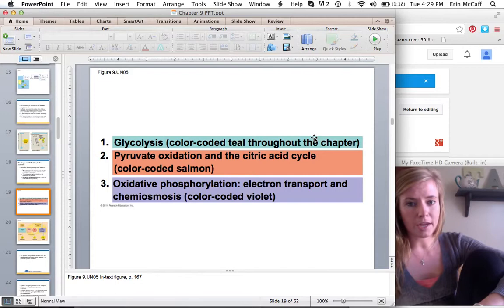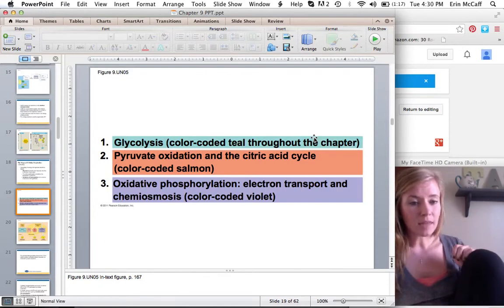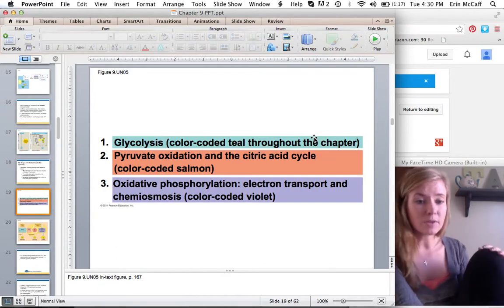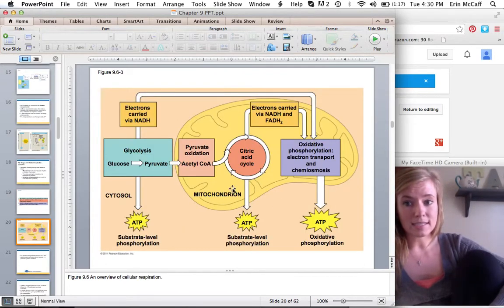So they are color-coded throughout the entire chapter. So that teal color is glycolysis. That's section 9.2. The salmon color is the citric acid cycle and pyruvate oxidation. That one kind of has 2 steps. And then the purple color is the oxidative phosphorylation, which is electron transport and chemiosmosis. A bunch of big words that you will know all about. You should also be very familiar with this image, as it will appear over and over again.